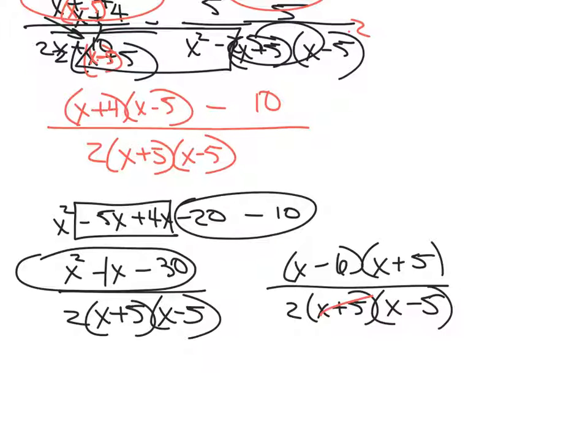Alright, so now I've got an x plus 5 and an x plus 5. And I'm left with an x minus 6 over 2. I'm left with that, and I'm done.